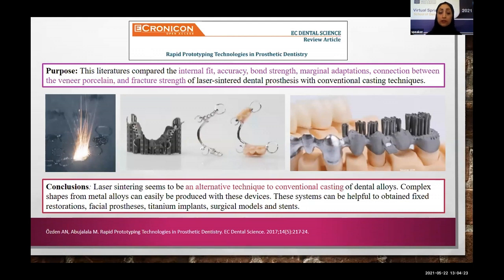Additive et al., in a review article, compared the internal fit, marginal fit, bond strength, fracture strength, and accuracy of laser sintered dental processes with conventional castings. They concluded that the laser sintering system seems to be a promising alternative to conventional techniques, and it can be easily used for fixed restorations, facial prostheses, titanium implants, surgical models, and stents.